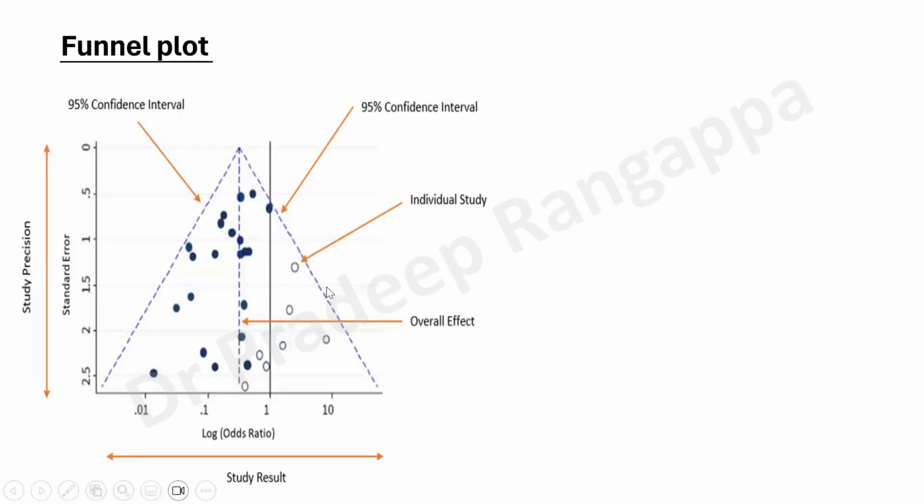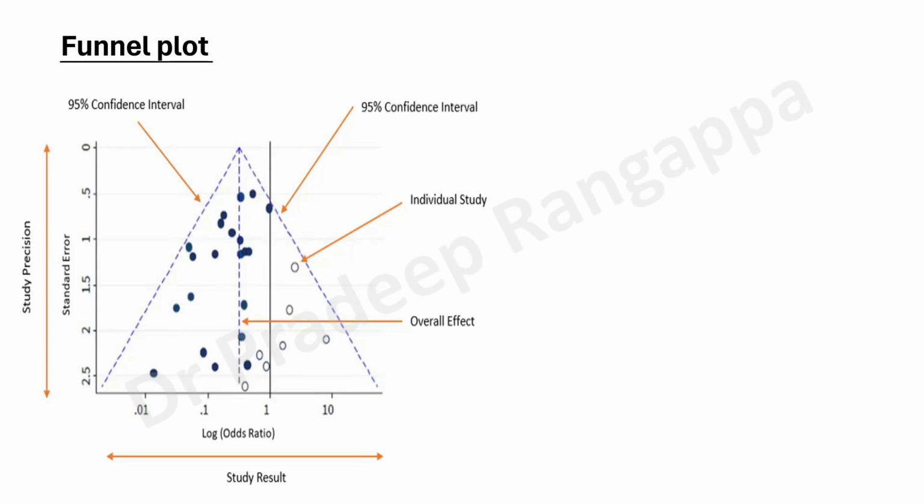As you see, these lines which form the triangle are the 95% confidence interval, and each dot is an individual study. And you see they're all scattered. Basically, they are also telling us the precision of the study. So all the studies which are of greater precision, this is very important, please listen to this. All the studies with the greater precision are present at the top of this triangle, and the studies with the lesser precision are present at the bottom of the pyramid.